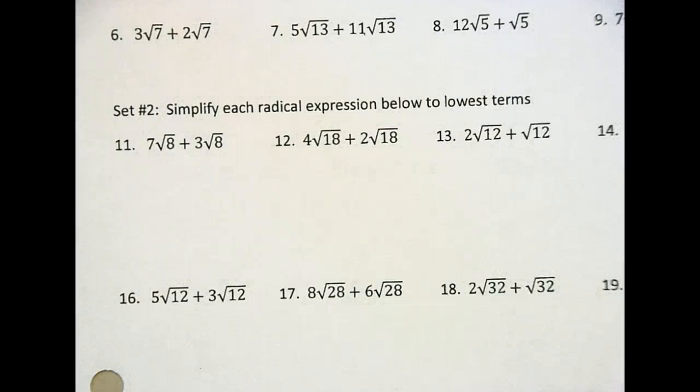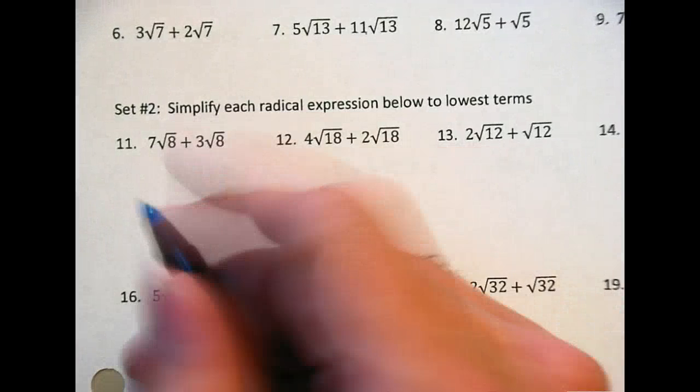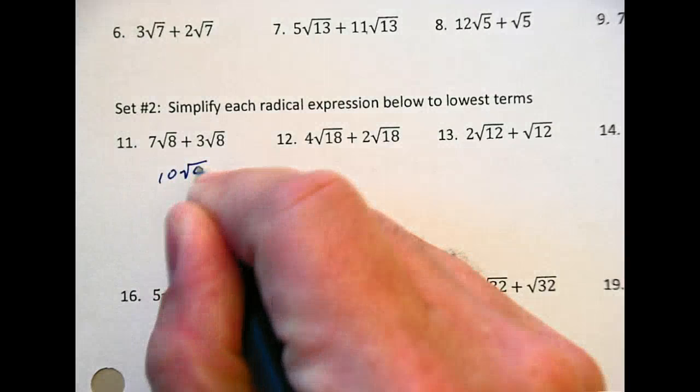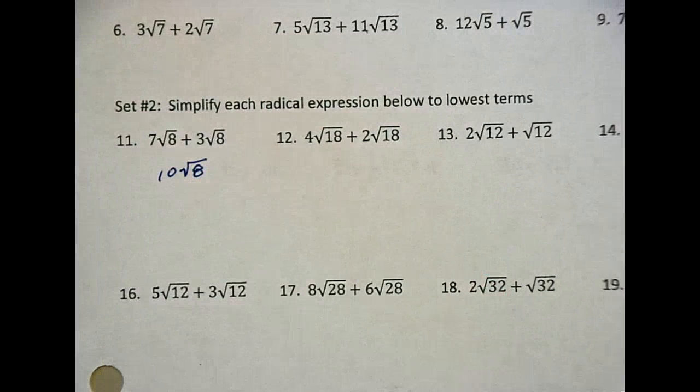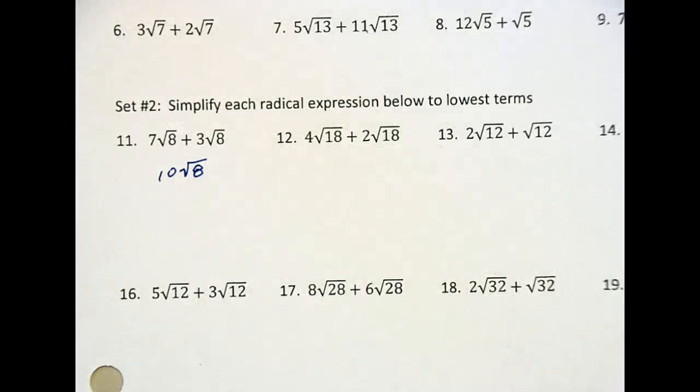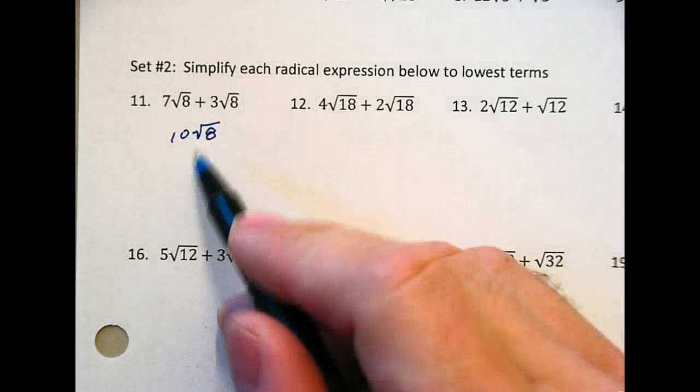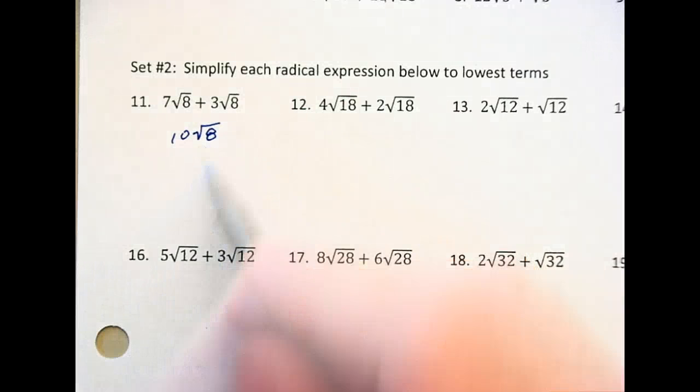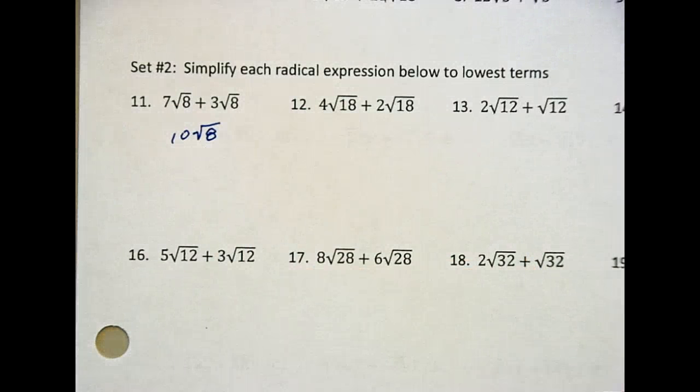All right, we got person 6. Who's number 6? All right, Cole, what do you got? 10 root 8 is true. Are we done? No. Why not? Because you can simplify it more. Yeah, we can simplify that root 8. So I want everyone to continue with that. Simplify it up from there.